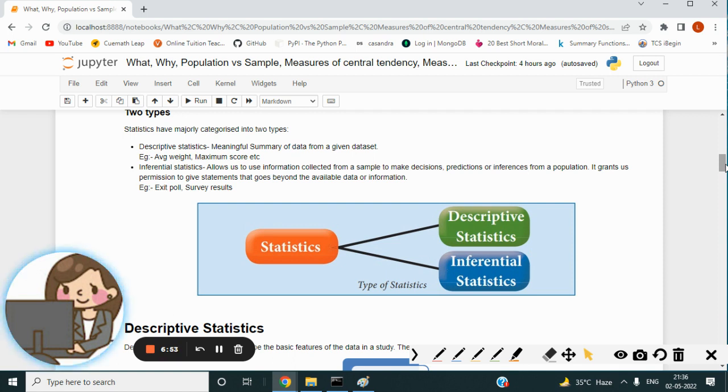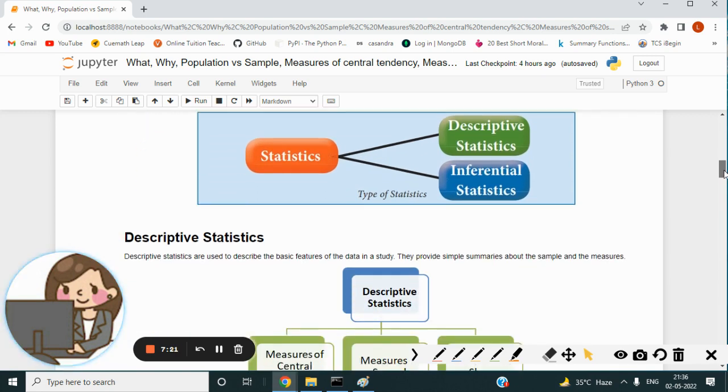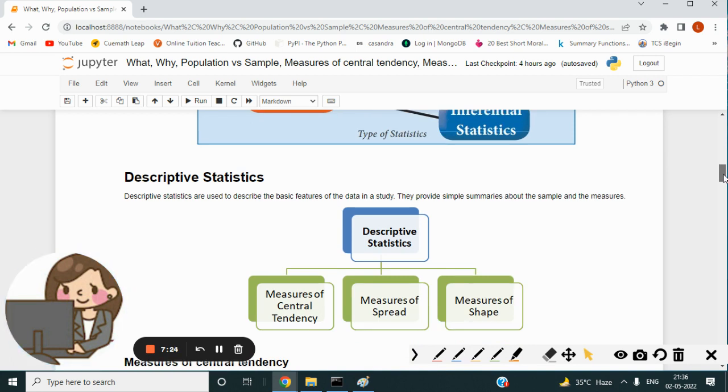They select a sample set of people, some random people from the population, and they come up with some details from them, and based on that they come up with a value for the entire population. So this kind of data that we can obtain from the sample population is known as inferential statistics. Now let us see what are the few descriptive statistics things available to us.